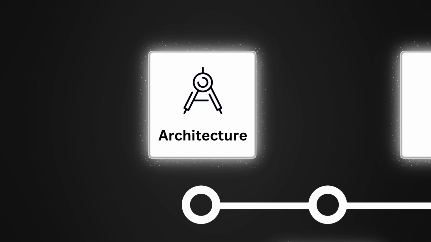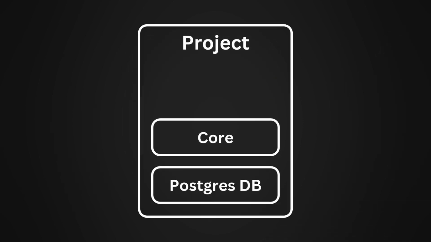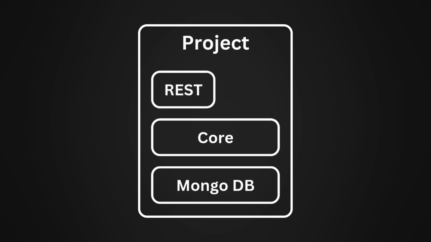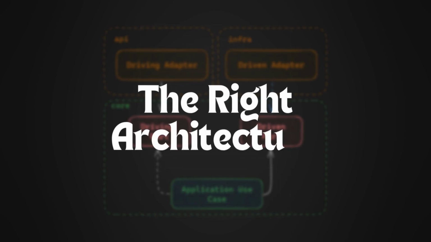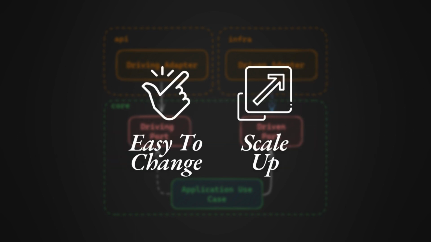Number 1. Architecture. Why architecture? Well, let me ask you this. Usually in your projects, can you switch databases without changing your core application logic? Can you expose both REST APIs and command line interface for your app without rewriting it? That's exactly what the right architecture enables you to do. It will help you organize your code to make it easy to change and scale up.